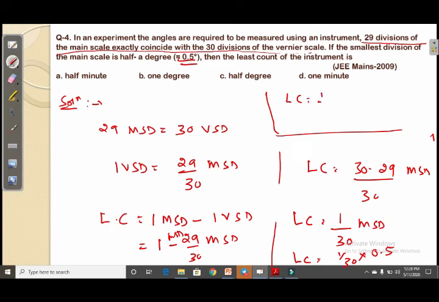LC is equal to 1 by 30. I will convert this degree into minutes. 1 degree is equal to 60 minutes, then half degree is equal to 30 minutes. So the 30s cancel each other, so LC becomes 1 minute. So this is the final answer. Which option matches with this? Half minute, 1 degree, half degree. Option D, that is 1 minute, matches with this answer. So that's why option D is the correct option.